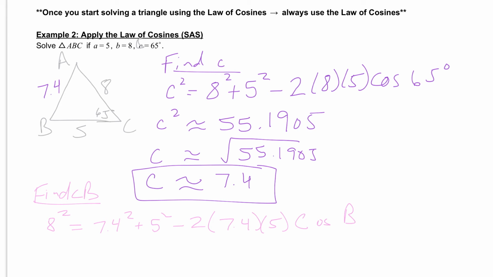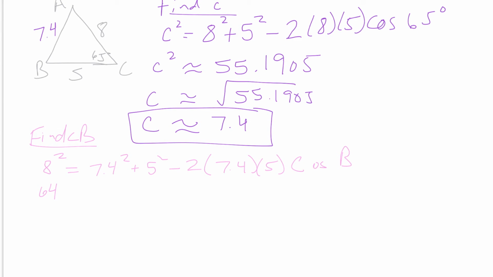Next, we can square 8 squared, which is 64. And then we can add these two together. 7.4 squared plus 5 squared is going to give us 79.76. We can also multiply 2 by 7.4 by 5, which would give us 74 cosine of B. Remember, you cannot combine these two together since this 74 has a cosine attached to it. Our next step is to subtract the 79.76 from both sides. So we have 64 minus 79.76, and that will give us negative 15.76 equal to negative 74 times the cosine of B.